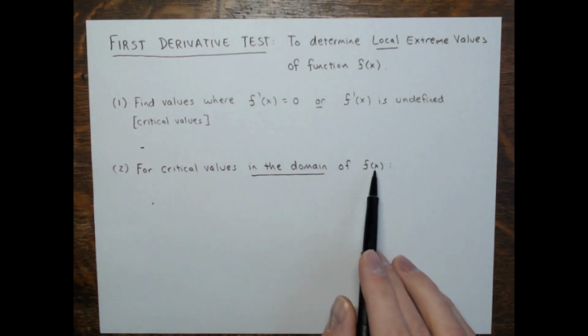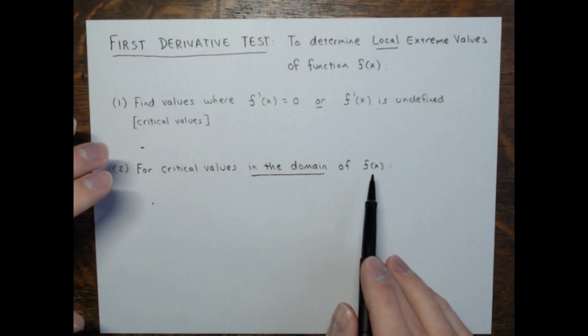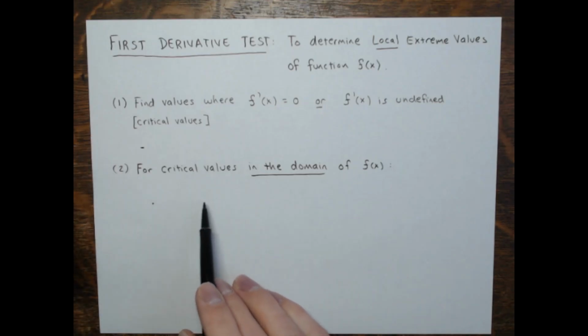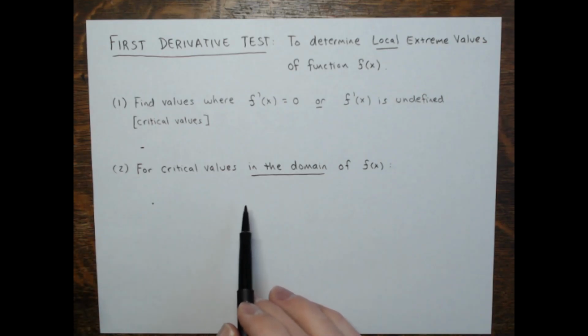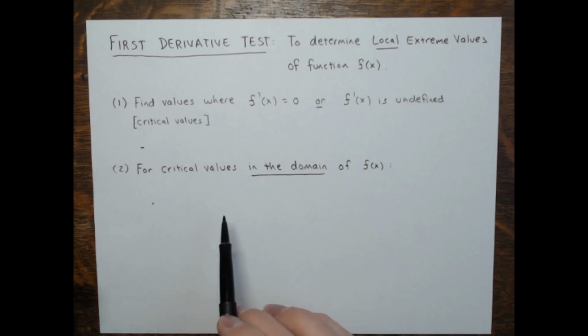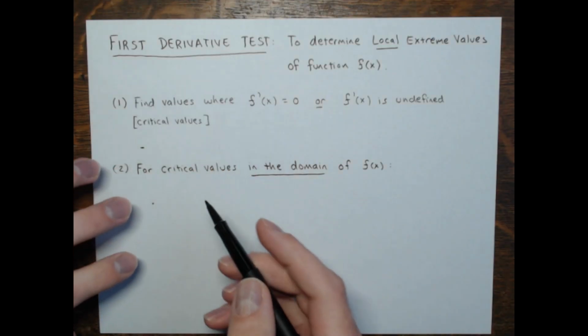So for the critical values that are actually in the domain of f, we're going to look at the values immediately to the left and immediately to the right, look at the values around that critical value and check the value of the first derivative, right? That's why this is called the first derivative test.